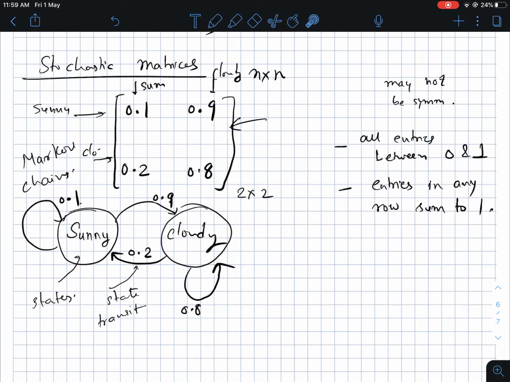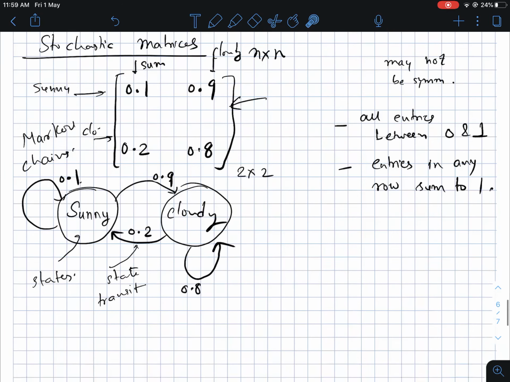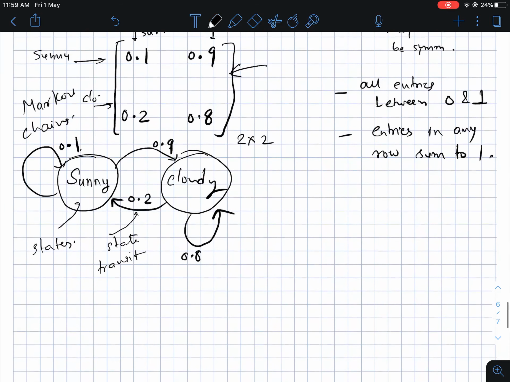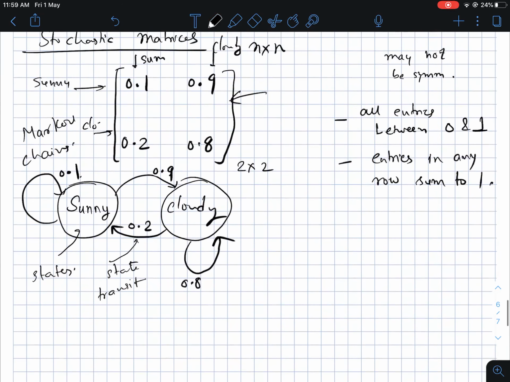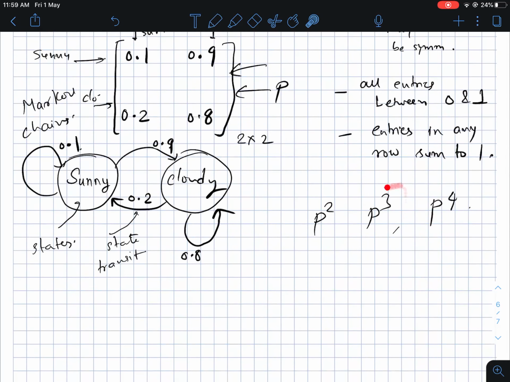All of you get an intuition of why the rows have to sum to 1, because rows represent all the possibilities. If it is sunny today, it's either sunny tomorrow or cloudy tomorrow. One of these two has to be true, so these probabilities have to sum to 1 on any row. That's what's going on at a very coarse level. It turns out that the powers of this matrix, let's call it P, are very useful to predict the weather. P cubed will be useful to predict the weather 3 days from now, P squared 2 days from now, and P to the 4 will be useful to predict the weather 4 days from now.